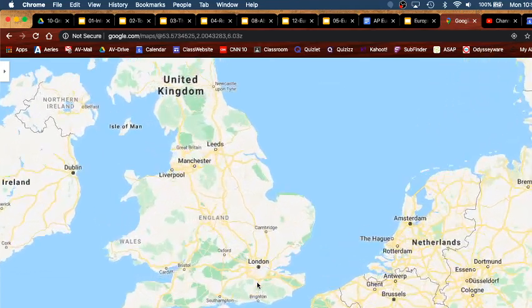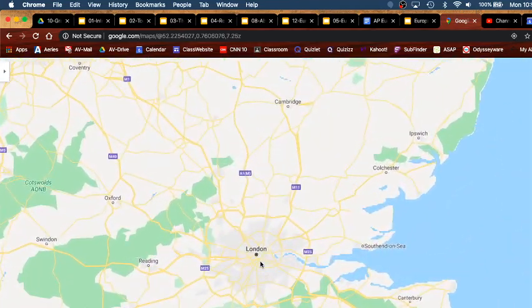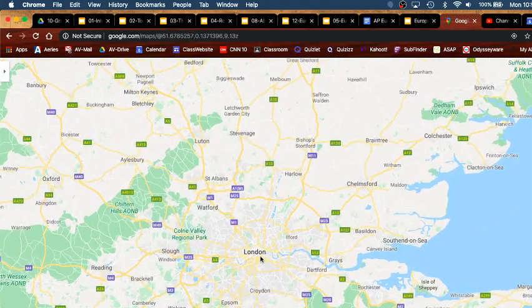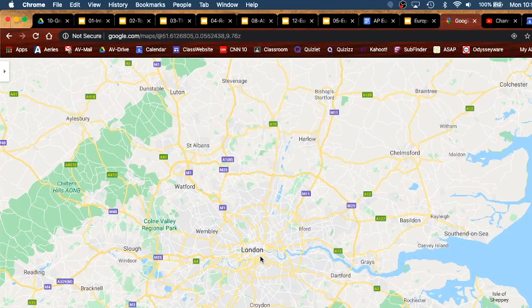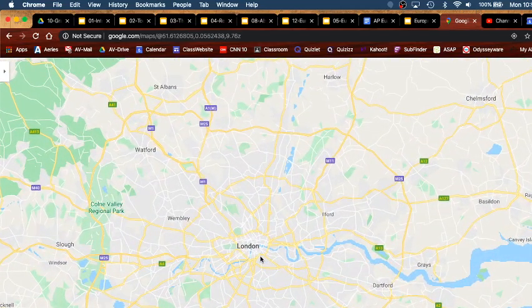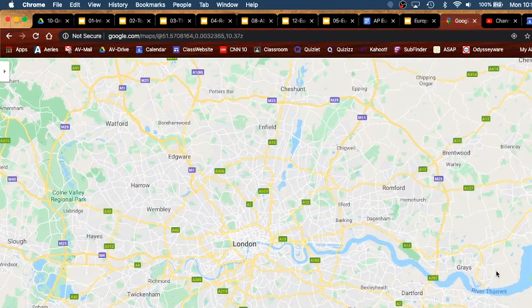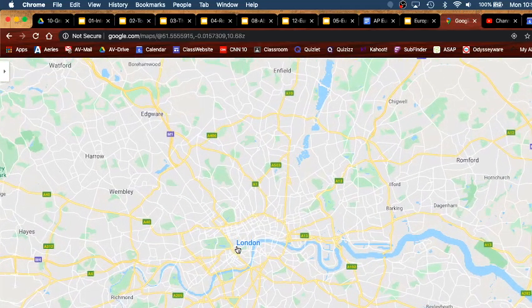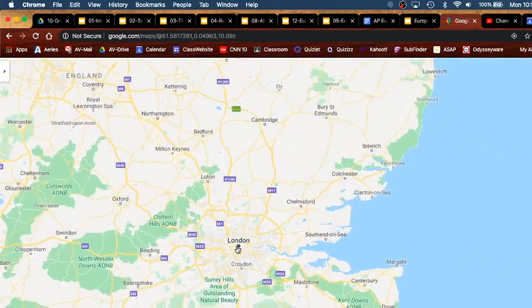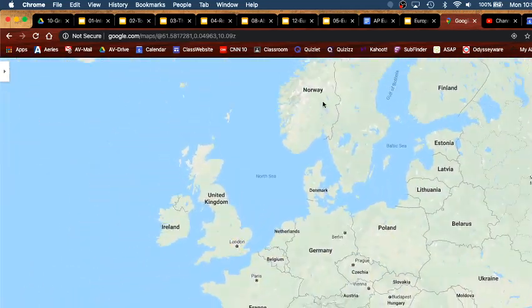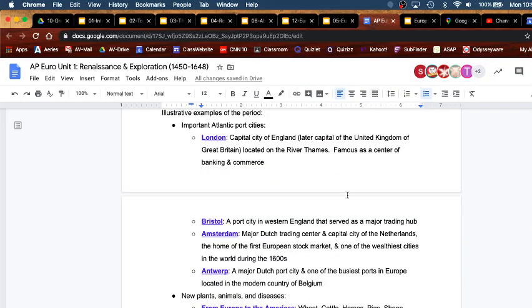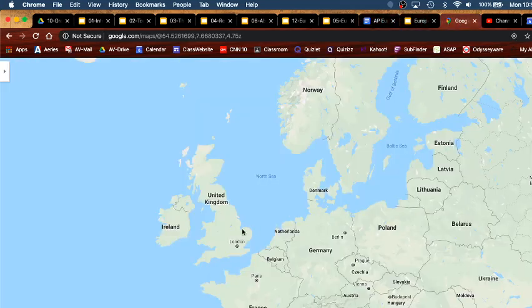And of course, London is probably the most financially powerful, important city on the planet Earth, even to this day. It really is amazing. The River Thames dumps out into the ocean, and it flows right through London. It's always been and is a center of commerce and a center of banking in the world. Bristol is a port city in Western England that served as a major trading hub.